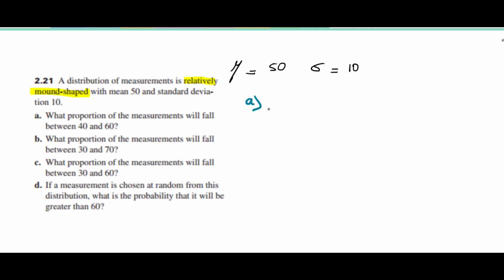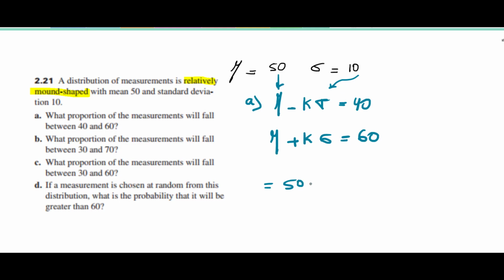The way you solve part A is you just plug in your formula. You know that mu minus the constant k times sigma is equal to 40, because this is your lesser number, so that's going to be minus. And you also know that mu plus k sigma is going to be 60. Plug in your givens: mu is 50 and sigma is 10. So you get 50 minus k times 10 equals 40. You do really simple and basic algebra and you get that k is equal to 10 divided by 10, which is 1.